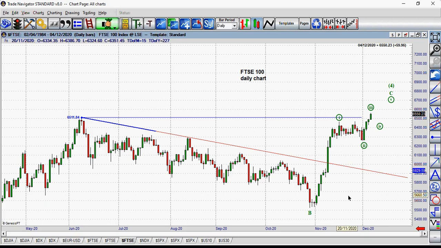And the reason why I think also it is an ending diagonal is because the 34-day BTI is nearly overbought, nearly at 400. And if that indicator is at 400, it tells me that upside is limited. Okay, maybe the FTSE will go higher, but upside is limited. So that's why it fits perfectly with an ending diagonal, because an ending diagonal is a terminal pattern.